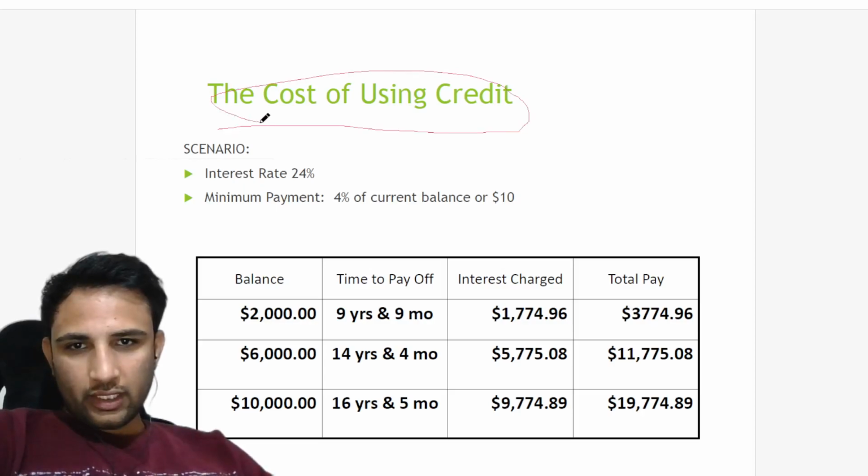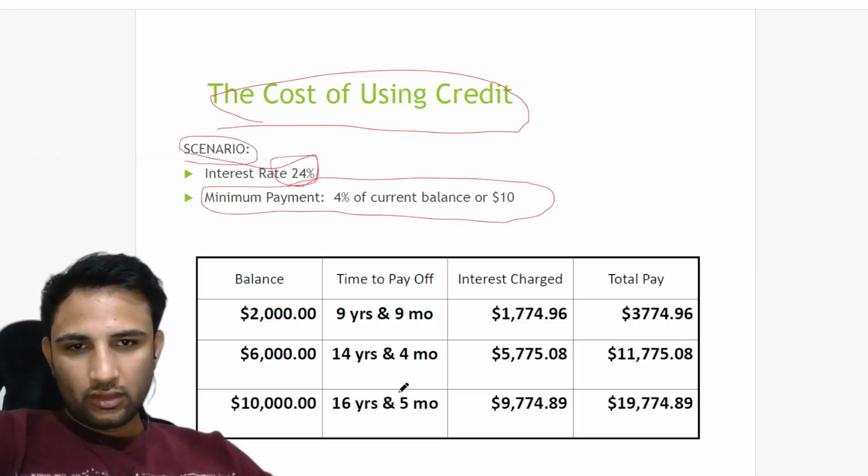The cost of using credit. In the case of a 24% interest rate, the minimum payment is 4% of current balance or $10. Let's say the balance is $2,000 and the time to pay off is 9 years and 9 months. The interest charge alone is $1,774.96.